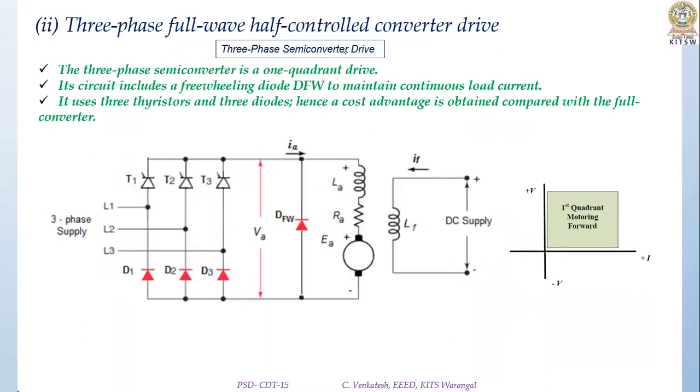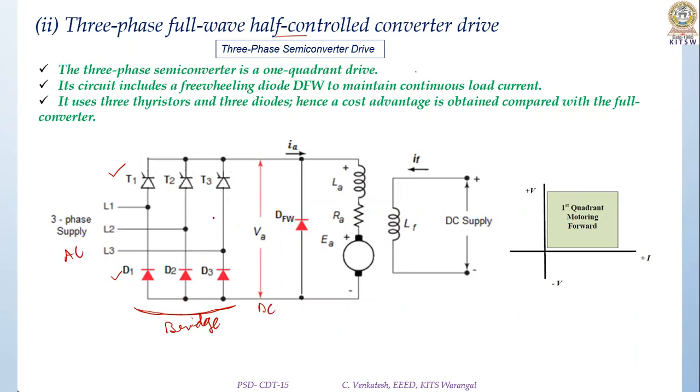Now come to a three-phase full wave converter, a three-phase full wave converter with half control. In this case, let us consider the bridge circuit, the full wave rectifier bridge circuit. There will be six devices, out of which three are controlled switches and three are diodes or uncontrolled devices. The bridge connection is shown here. Input is AC and output is DC.